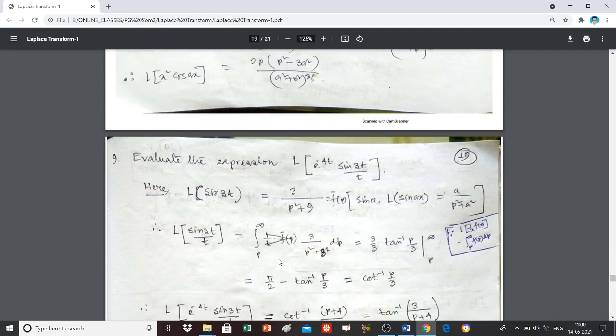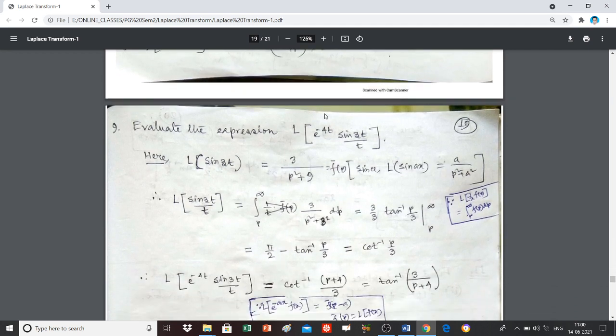The next problem is here, evaluate the expression, that is Laplace transform of e to the minus 4t sine 3t by t. In this case, first we have to calculate the value of sine 3t. You know that the Laplace transform of sine at is equal to a by p square plus a square. In this case, this a is actually 3. So therefore the Laplace transform of sine 3t is 3 by p square plus 9.